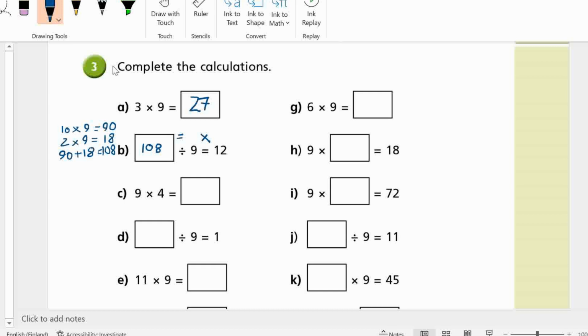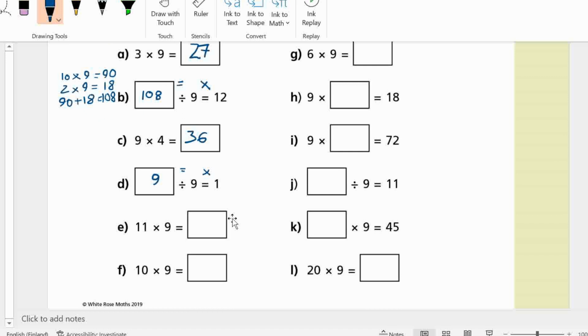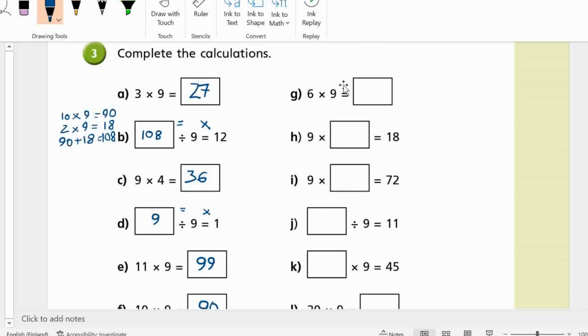Okay, C, 9 times 4. 36. Yeah, it's just another one onto 27. Again, here we have to go backwards, so we have to do 1 times 9 equals 1. Yes, so 9 divided by 9 equals 1. Good. 11 times 9, 99, nice easy one. Okay, 10 times 9, also easy, 90. Okay, 6 times 9, 54, good.